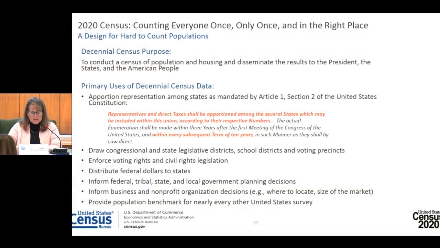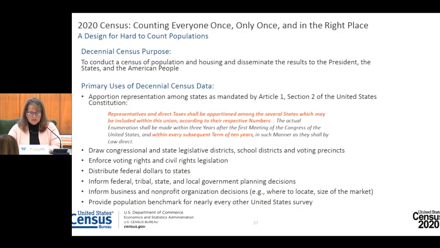First, why do we conduct a census? The purpose of the 2020 census is to conduct a complete count of population and housing and to disseminate the results to the President, the states, and the American people. As mandated by Article 1, Section 2 of the United States Constitution, we must conduct a census every 10 years for the primary purpose of apportioning seats to the states in the House of Representatives.